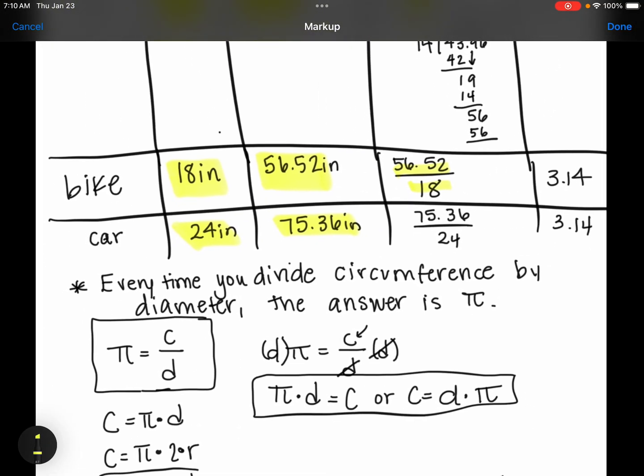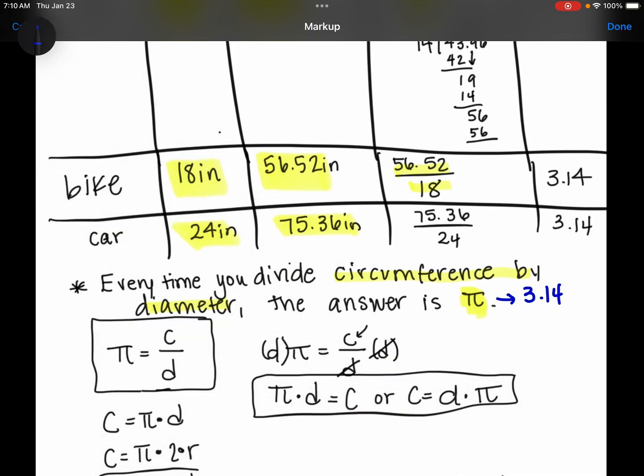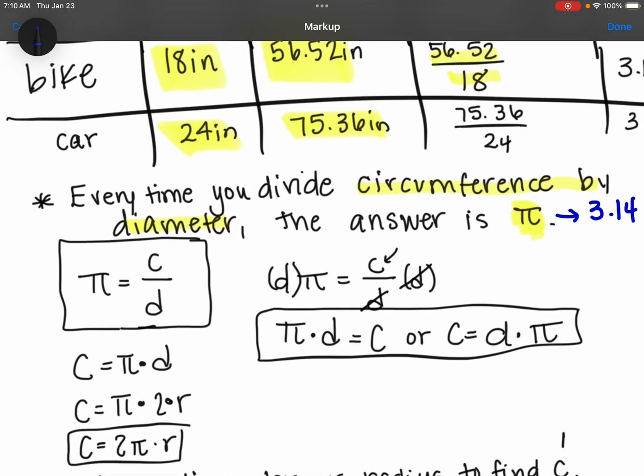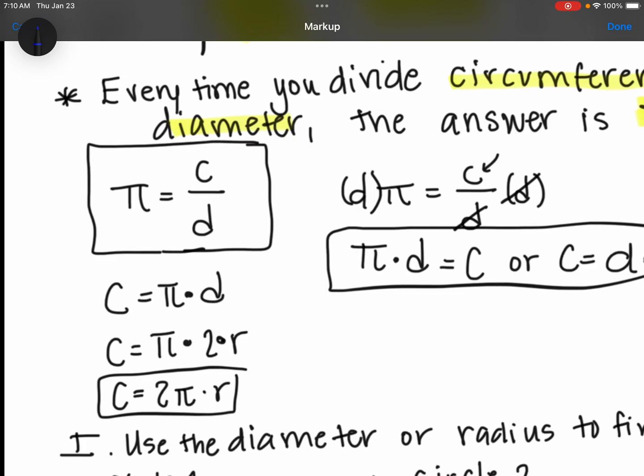So the conclusion we made is every time you divide the circumference by the diameter, the answer is pi. Because pi, as we know, the approximation is 3.14. It keeps going, but we just rounded to the nearest hundredth. So we said pi equals circumference divided by diameter.